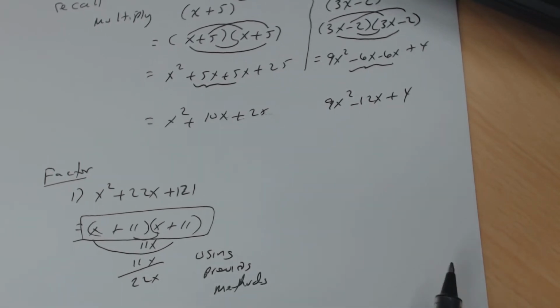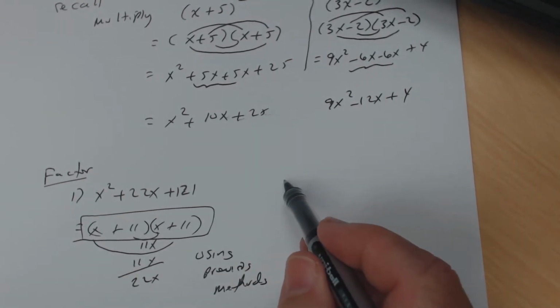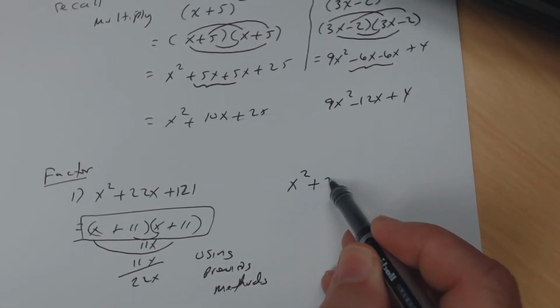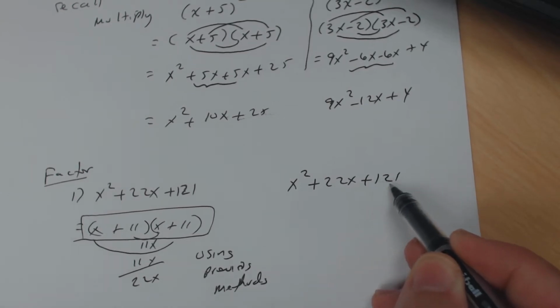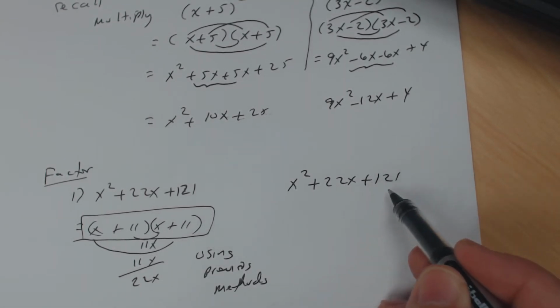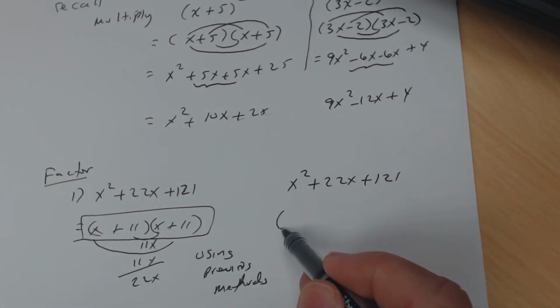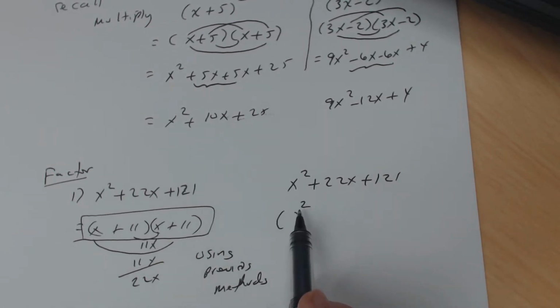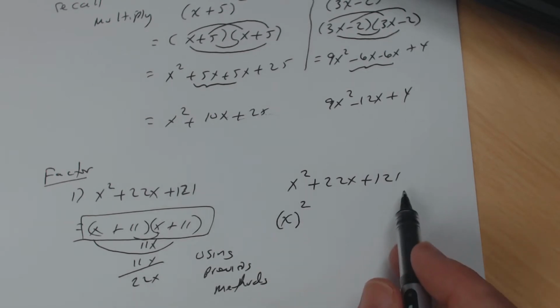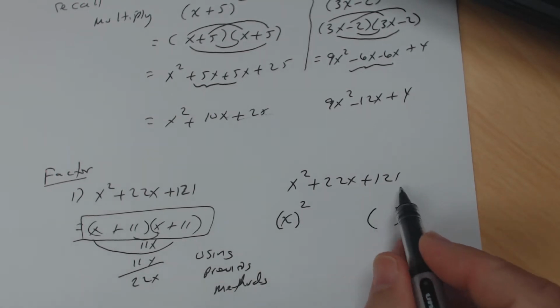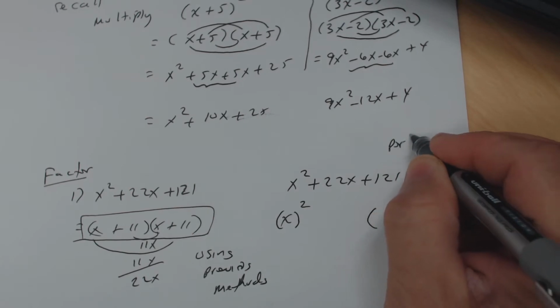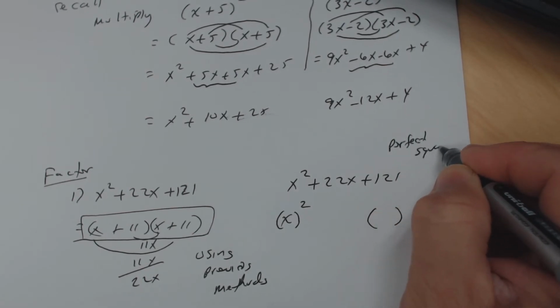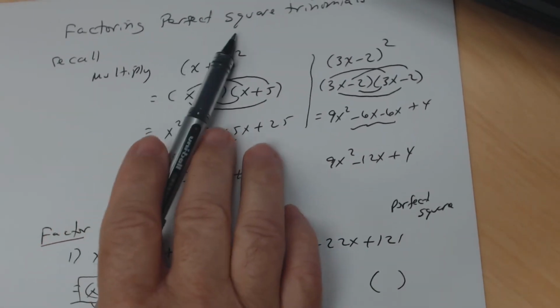Okay, but what I want you to think about is this. Let me rewrite it over. I want you to look at that last term and that first term. If I square whatever goes in here, I need to get x squared. So that's going to be x. x times x is x squared. Over here, 121 is a perfect square. Hence that phrase, perfect square.